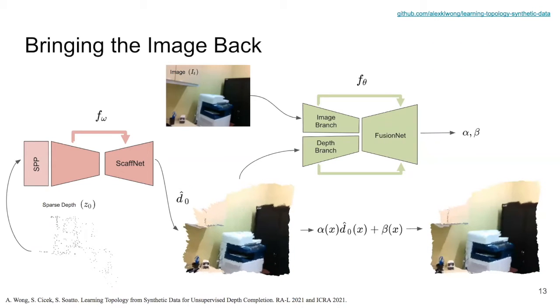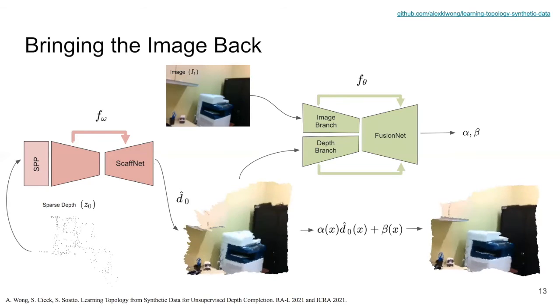This is where the image comes back into the picture. We propose a second network that refines the initial estimate by incorporating the information from the image to amend any mistakes. Here, we show our full inference pipeline. First, ScaffNet estimates an initial scene topology from the sparse point cloud. Then, FusionNet performs cross-modal fusion and learns an element-wise multiplicative factor alpha and an additive residual beta from the image to refine the coarse topology estimate.